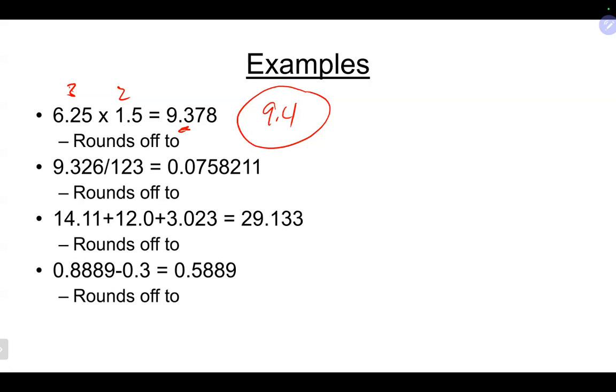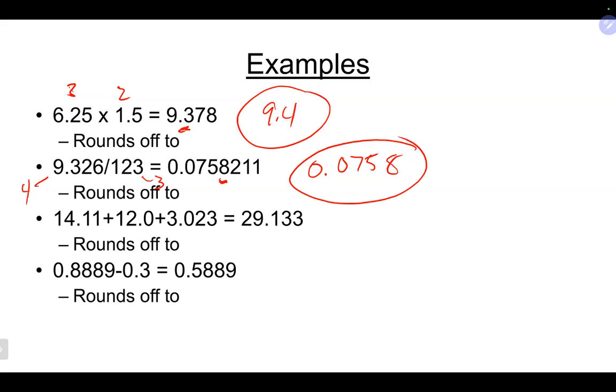Looking at the next one, we're dividing. So once again, sig figs. This one's got 4. This one's got 3. So we're going to 3 sig figs, which actually takes us to the 8. Looking at the 2 there, we're just going to drop the rest of it. So 0.0758 would be here. Any questions on those 2?